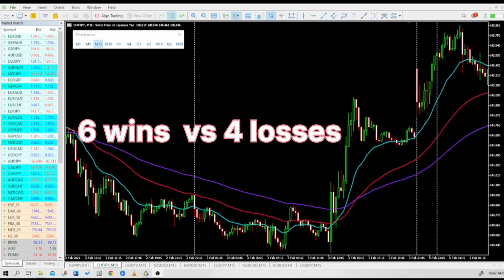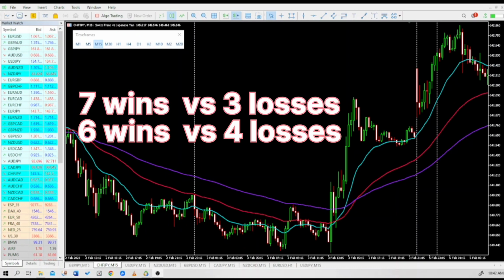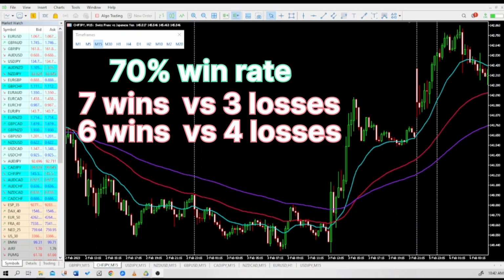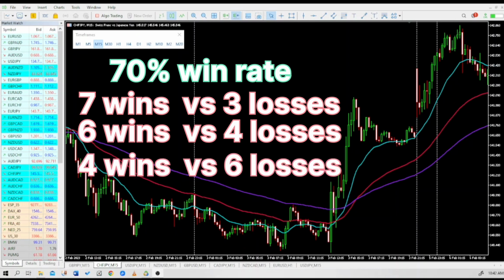If you have a 70% win rate, which means you are a very good trader, you're going to be extremely profitable. You are a genius, guys. You're going to be very profitable, which means 70% of your trades are wins and 30% are losses. In relation to 10 trades, 7 of them are wins and 3 of them are losses, and you become profitable.